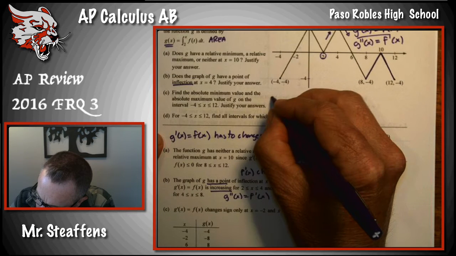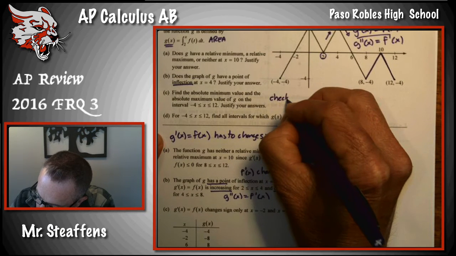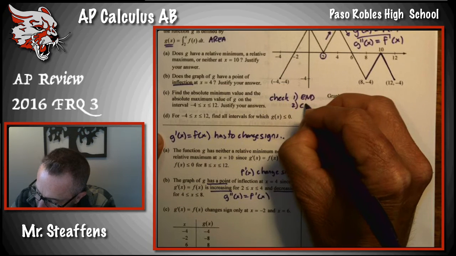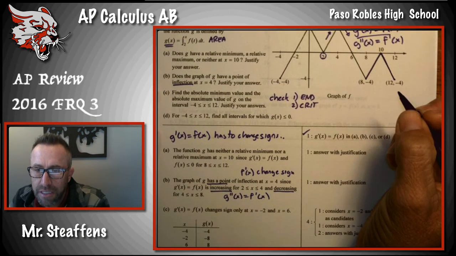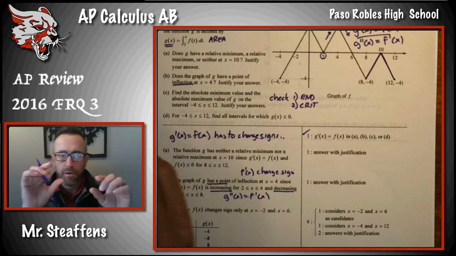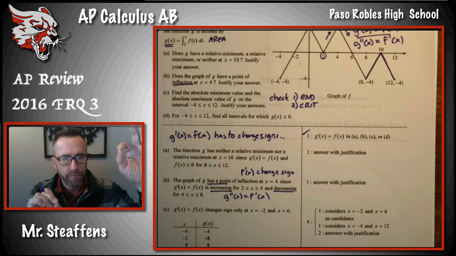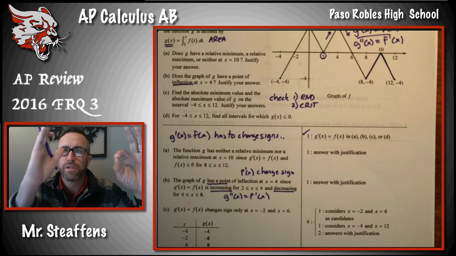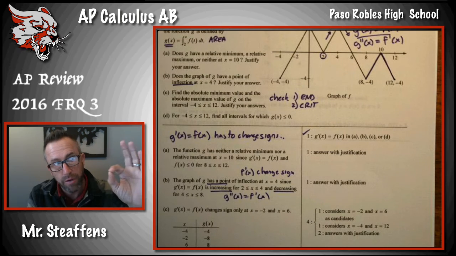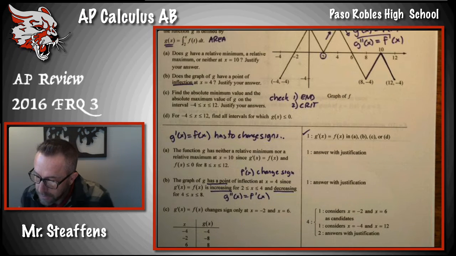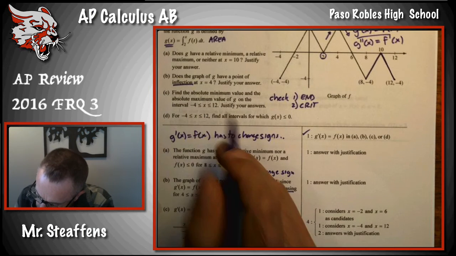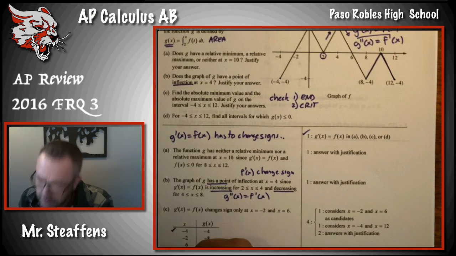1, I have to check the endpoints, and 2, I have to check the critical points. Because if it's an absolute minimum or maximum, that's either going to happen at the beginning or the end of a function, or it's going to happen when the function peaks and turns back around. So it's either going to be at a critical point or it's going to be at one of the endpoints. Well, the two endpoints of this function from -4 to 12 are going to be -4 and 12.